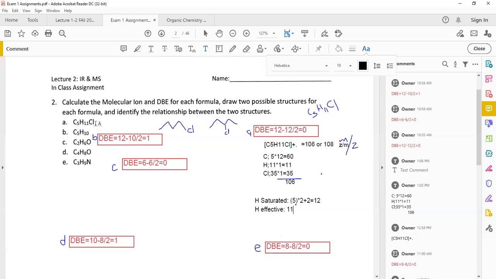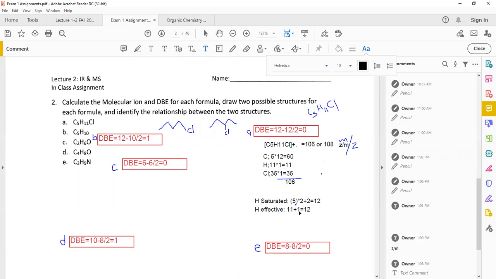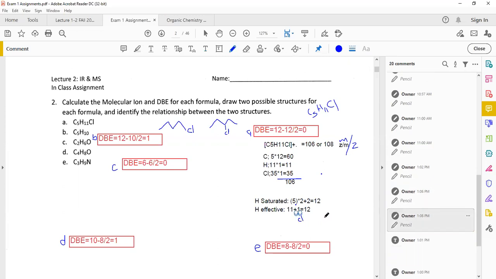Now I need to see if I have a halogen, a nitrogen, or an oxygen. I have a halogen, which is the chlorine. Chlorine is a halogen, so I need to add 1 more. So I'm adding 1, it will be 12, because I have a chlorine.